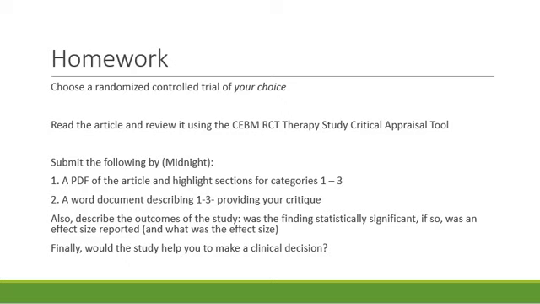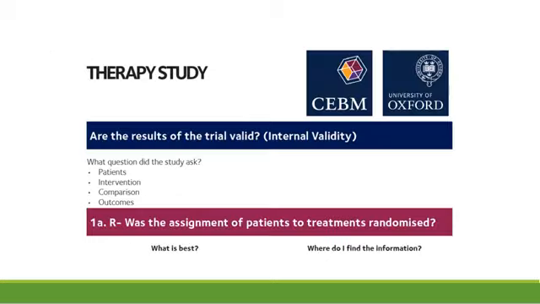Was the finding statistically significant? If so, was an effect size reported? And what was the effect size? Looking back at that Cohen's d information. Finally, would this study help you to make a clinical decision? And this is what you're looking for online in this week's module.